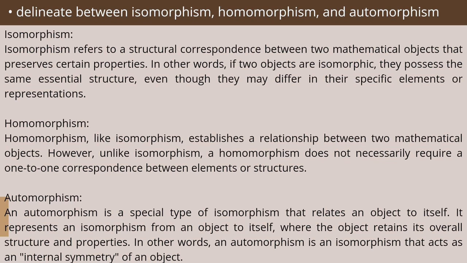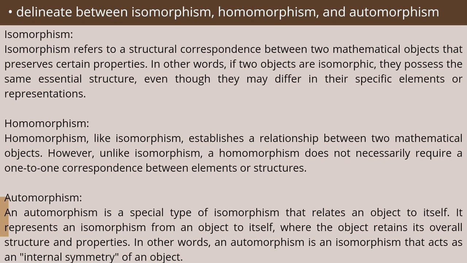Now, homomorphism, like isomorphism, establishes a relationship between two mathematical objects. However, unlike isomorphism, a homomorphism does not necessarily require a one-to-one correspondence between elements or structures. In algebraic structures, a homomorphism is a mapping between two structures that preserves the operation of the structures. More precisely, if we have two algebraic structures A and B, a homomorphism from A to B is a function that preserves the operations defined on A and B.